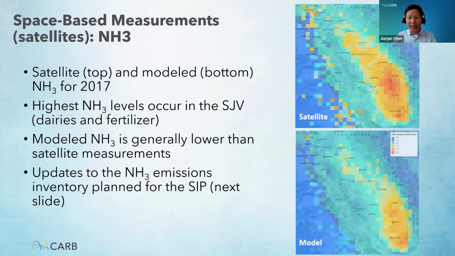The following two slides provide an example of how we use satellite-based observations to inform inventory improvements for ammonia emissions in the San Joaquin Valley. The top plot in this slide shows annual average ammonia satellite measurements for the year 2017. The bottom plot displays our modeled ammonia for the same year. The modeled spatial distributions closely resemble satellite observations, indicating higher ammonia concentrations in areas of the San Joaquin Valley where dairies and fertilizer usage are concentrated. However, the modeled ammonia levels are lower than satellite observations, pointing to the need for inventory updates. Next slide, please.